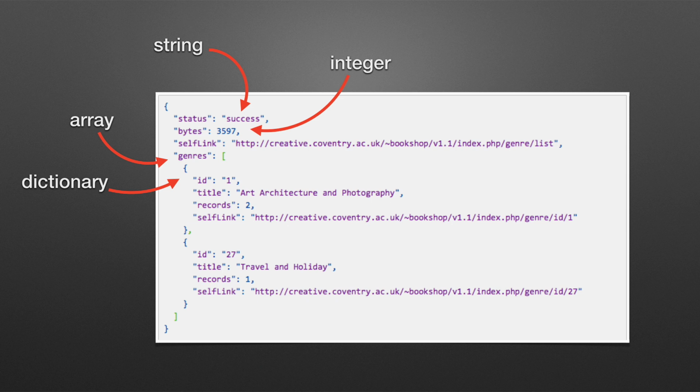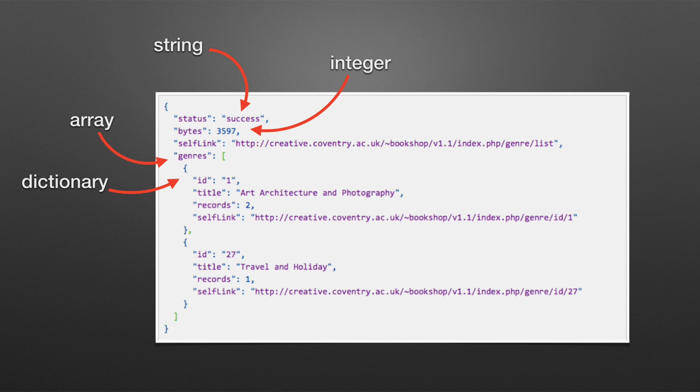So you can see that in this dictionary there is a key called status and it stores a string called success. You see at the top there? The next line down has a key called bytes and there's an integer. There's a whole number there, isn't there, stored in there. Underneath it there's a self-link, which is another string which contains the URL inside the string. The next line is keys called genres and it contains an array which contains our information. And each item in the array contains a dictionary.